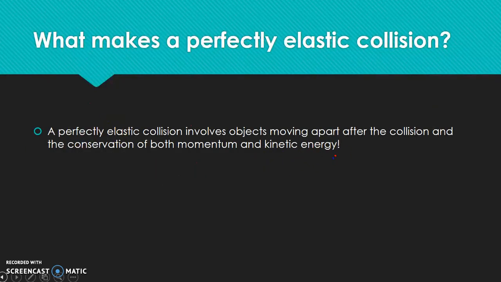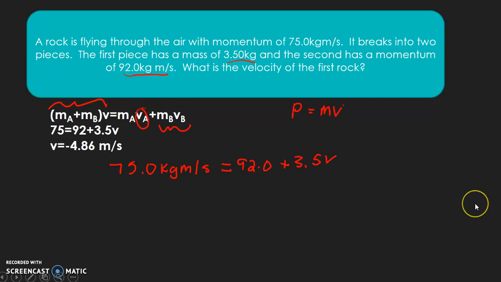Sorry, guys. So we're going to solve for the velocity, and if you plug into your calculator, you should get negative 4.86 meters per second. And the negative is important because it's showing the direction, which is going to be left or slowing down.